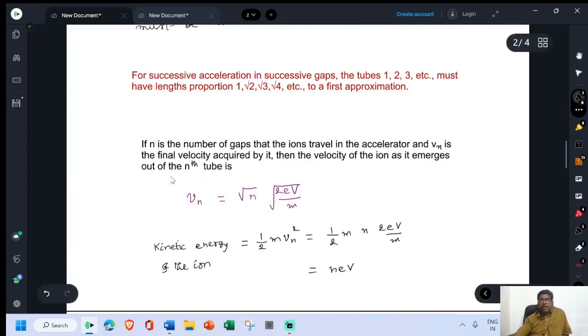If the system has n number of tubes, then the velocity of the ion on entering the nth tube is root n into v1. Now read this. If n is the number of gaps that the ion travels in the accelerator and vn is the final velocity acquired by it, then the velocity of the ion as it emerges out of the nth tube is vn equal to root of n into 2 eV by m. Now the kinetic energy of the ion is half m vn square, that is equal to half m n into 2 eV by m. If you simplify this, we get neV.